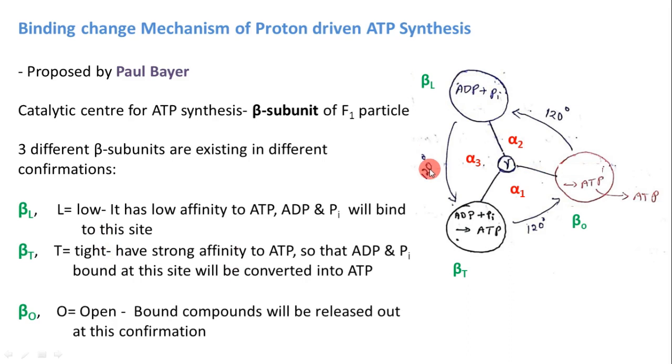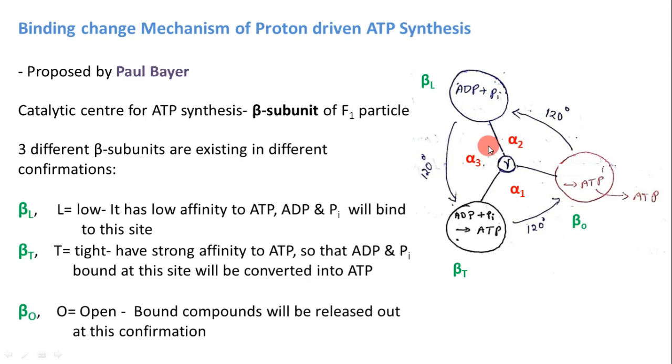So these are the structural features of the beta subunit. Here you can see the beta L, beta T, and beta O, and placed in between two beta subunits, there will be alpha 1, alpha 2 and alpha 3 subunits. So these subunits are placed 120 degrees apart from each other. So altogether they form a circle, or 360 degrees.